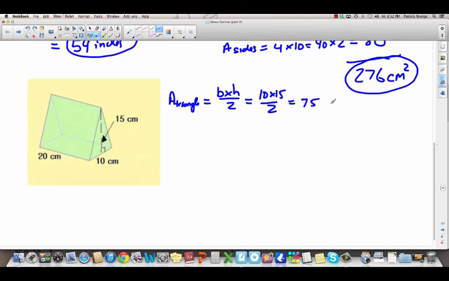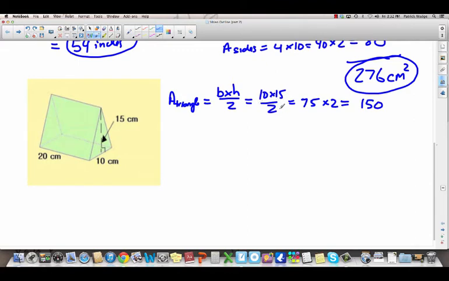Now, how many of those are there? There's two triangles that size, so we have to multiply by 2. You end up with 150. I know, some of you are yelling, why would you bother doing that? Why would you divide by 2 and then multiply by 2 after? You could just do 10 times 15. I know, and if you understand that, good for you.